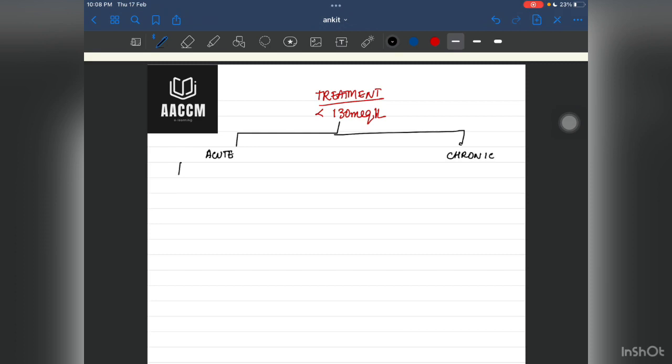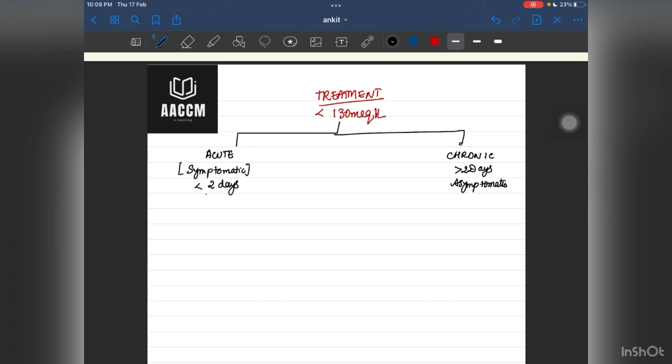Okay, acute will be symptomatic, as we all had discussed in the mnemonic SALT LOSS. It will be around less than 2 days. Chronic will be more than 2 days, and this will be asymptomatic.